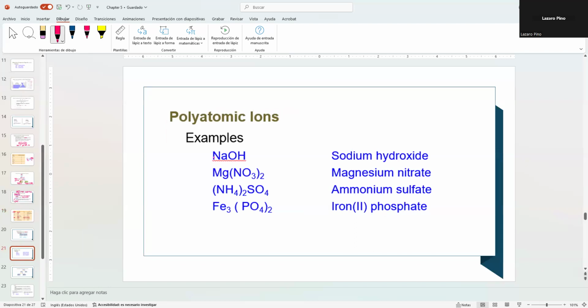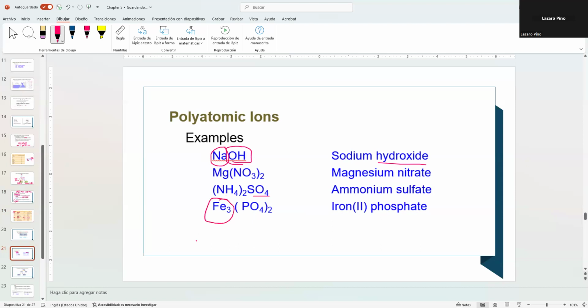Here we have another example. Sodium hydroxide. Here we have a polyatomic anion, we use hydroxide. Here we have magnesium and nitrate. We have ammonium sulfate.